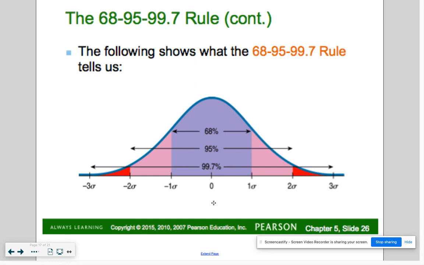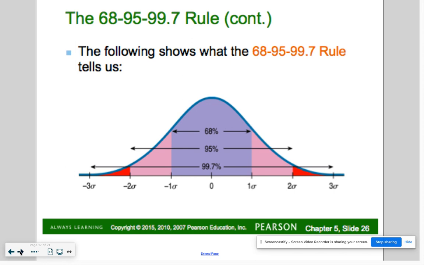So it's easy to see that if you're 2 standard deviations above or below the mean, you're getting pretty unusual because you're in that top 2.5%. If 95% is in the middle, that means that 2.5% is in the top and 2.5% is in the bottom, in these little tails, these little red tails, right?